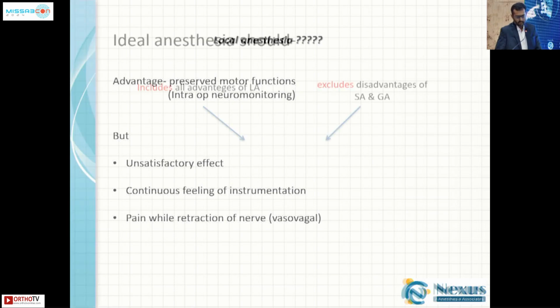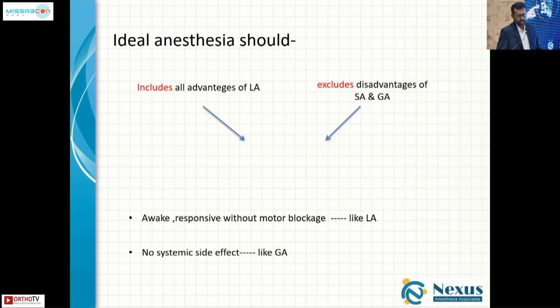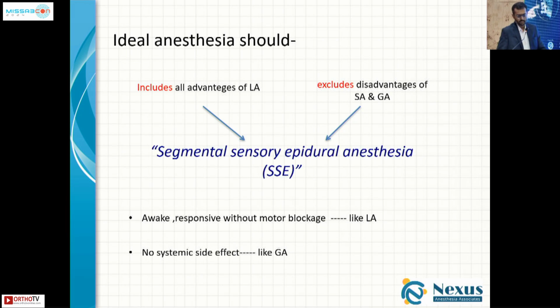So what should be the ideal anesthesia? It should include all the advantages of local anesthesia, where the patient is awake, and exclude the disadvantages of general and spinal anesthesia. So I have proposed a segmental sensory epidural anesthesia, in which the patient is totally awake and responsive, there is no motor blockade as with local anesthesia, and it has no systemic side effects like general or spinal anesthesia.